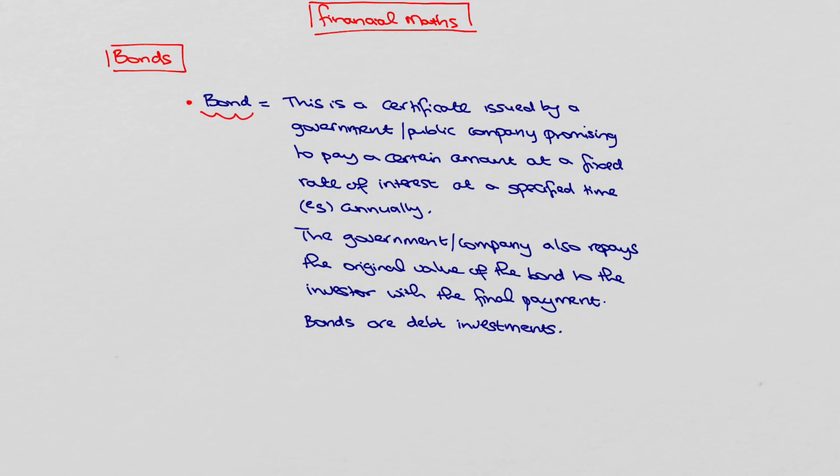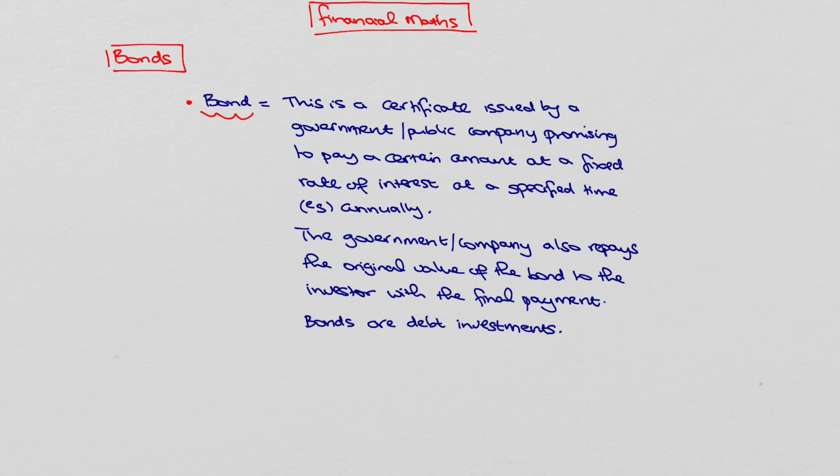Financial maths, bonds. So a bond is a type of loan where the certificate is issued by a government or a public company promising to pay a certain amount at a fixed rate of interest at a specified time to the investor. The government or company also repays the original value of the bond to the investor with the final payment. And we say that bonds are debt investments.